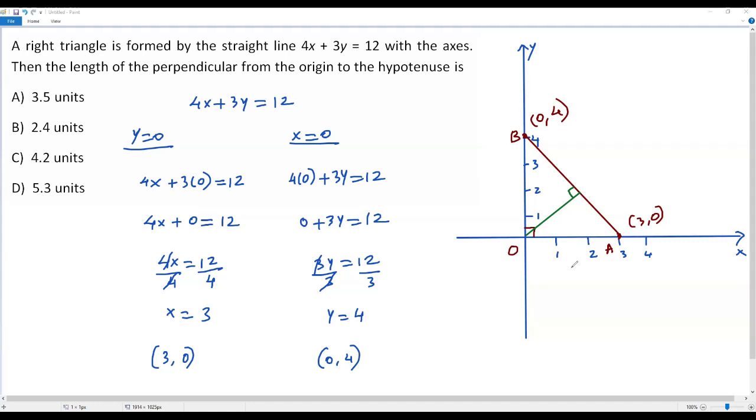So for that, I need the base and the height of the triangle. The base of the triangle is given by the line segment OA over here. Its length is 3 units. And the height of the triangle is given by the line segment OB over here. Its length is 4 units.